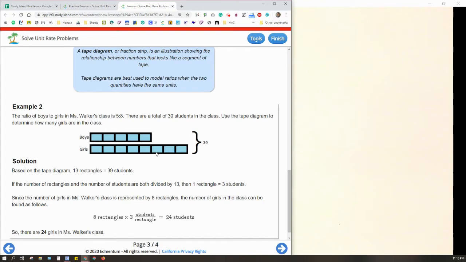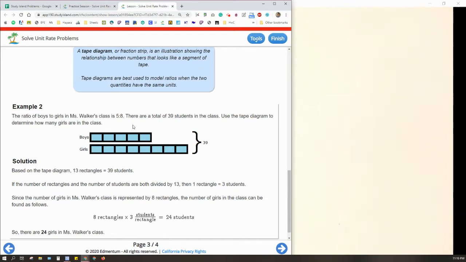If you look at the example tape diagram, you see 5 sections labeled boys and 8 sections labeled girls. That makes sense because the ratio of boys to girls was 5 to 8. So based on the tape diagram, you have 13 sections, 13 rectangles, and those 13 rectangles have to be a total of 39 students. If the number of rectangles and the number of students are both divided by 13, you get 1 rectangle for 3 students, and that's kind of your unit rate.